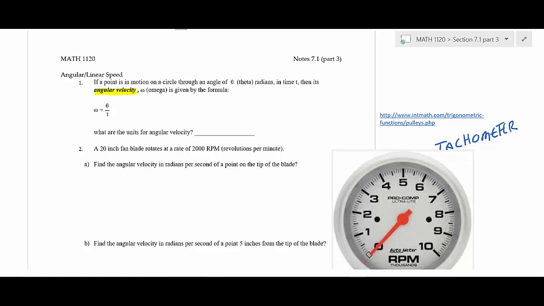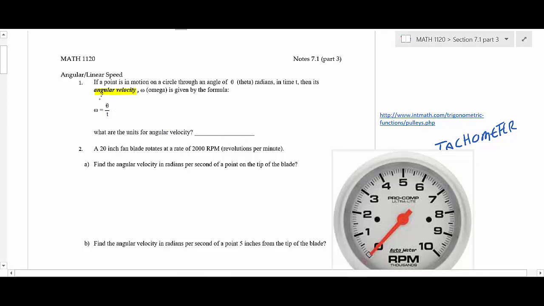So if you rev up your engine to 4, that doesn't mean 4 revolutions per minute because the engine wouldn't have much power. It's actually 4,000, okay? So this is measuring in a minute how many times that you rotate. That's what angular velocity is, okay?